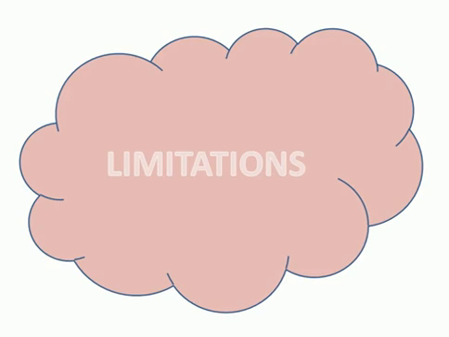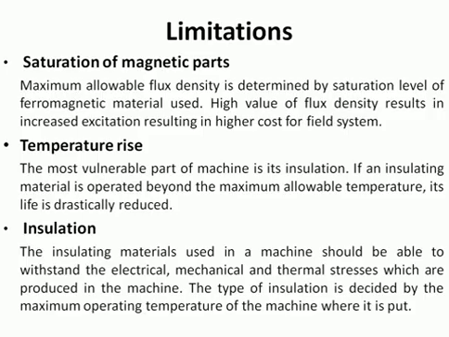Let's see the various limitations which come up in the design of an electrical machine. The first limitation is the saturation of magnetic parts. You all know the BH characteristics. In the BH characteristics, it must be ensured that the electrical machine is operated at a point very close to the knee point. It should not be operated in the saturation region. Why? Because if you are operating a machine in the saturation region, for a small increase in B, you have to increase the value of H by a large amount.